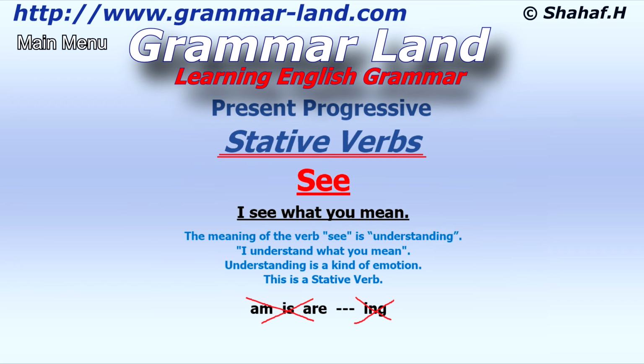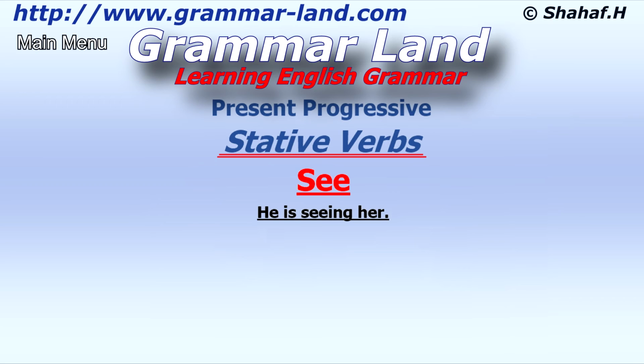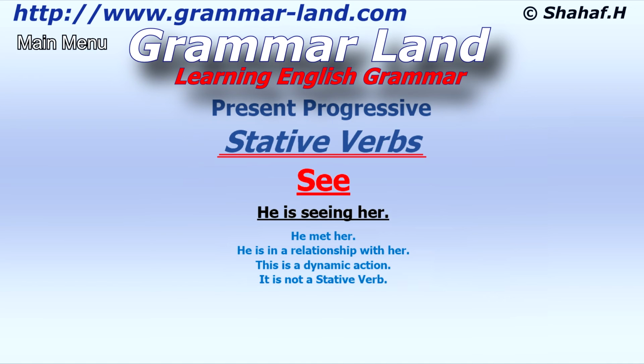He is seeing her. In this example, the meaning of the verb see is completely different. The meaning here is, he met her. He is in a relationship with her. This is definitely a dynamic action. It is not a stative verb.